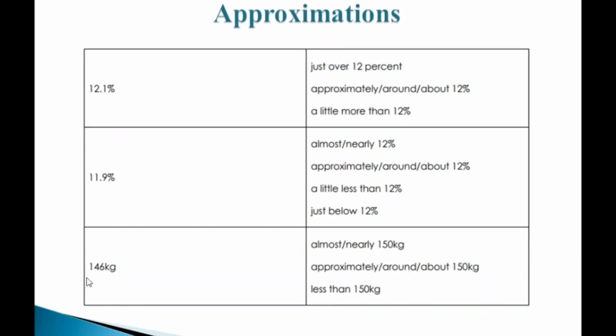And lastly, if the amount is in hundreds or thousands and it is an exactly whole number, you can use these approximations. Like if it is 146 kg, 147 kg, 148 kg, you can say it is nearly 150 kg, approximately 150 kg, or less than 150 kg. Similarly, if the amount is 202 or 203, you can say it is just above 200 kg, a little more than 200 kg, or around 200 kg. You can use these approximations according to the requirement.